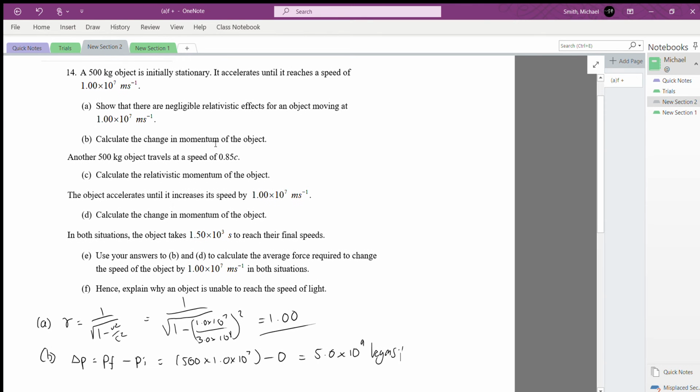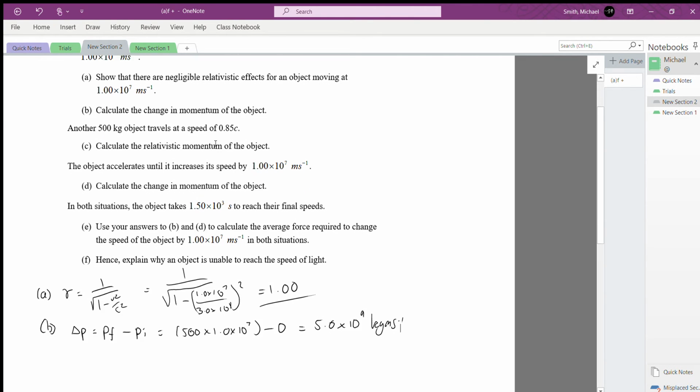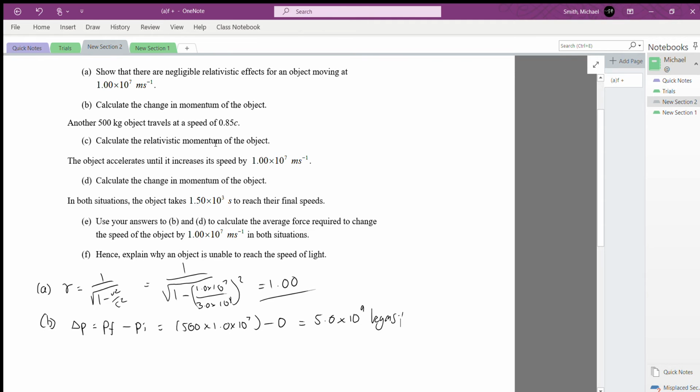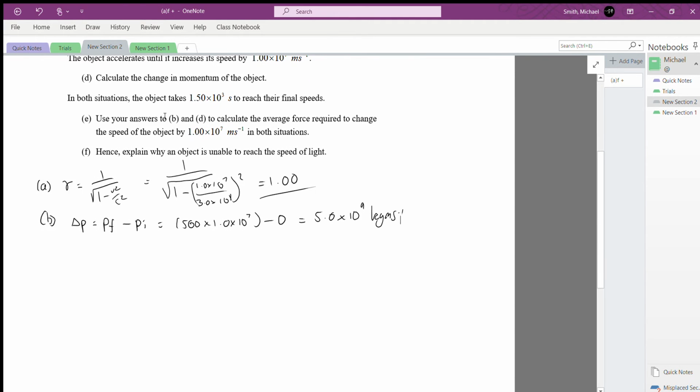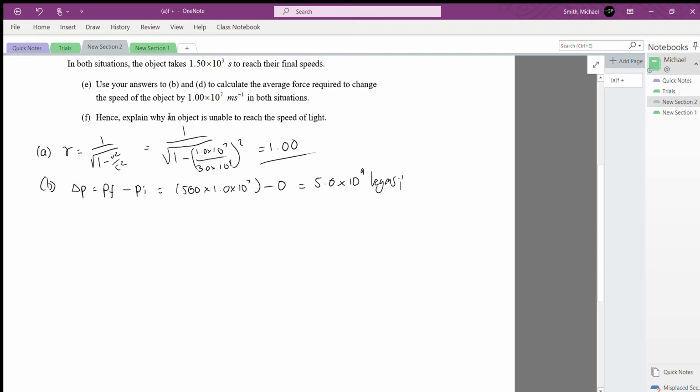Now, another 500 kilogram object travels at a speed of 0.85 c. We need to work out the relativistic momentum of this object. This is a little bit more difficult. We need to use our expression for the relativistic momentum, so the Lorentz factor times the mass times the velocity. So first we need to work out the Lorentz factor, then substitute that in. We'll do it all in the one step.